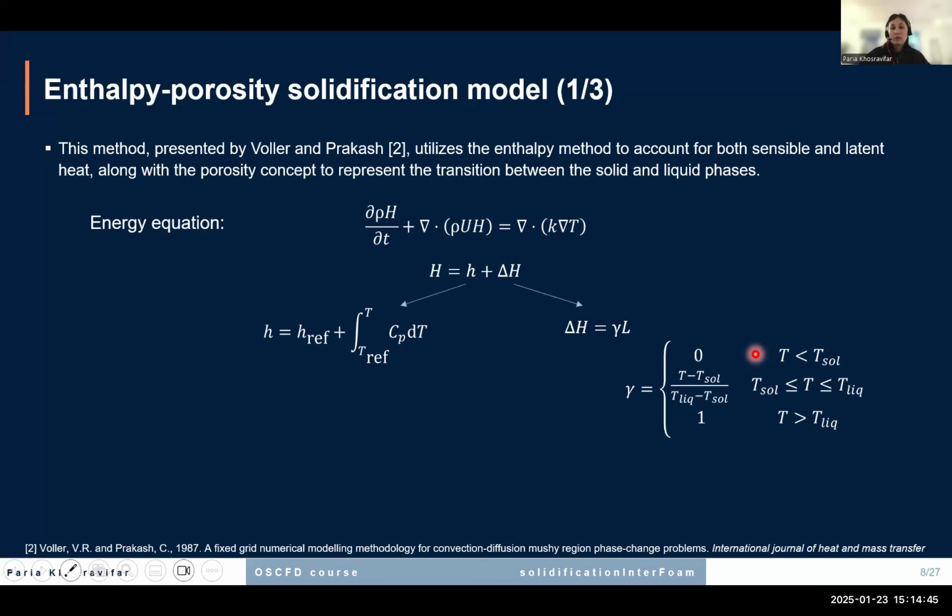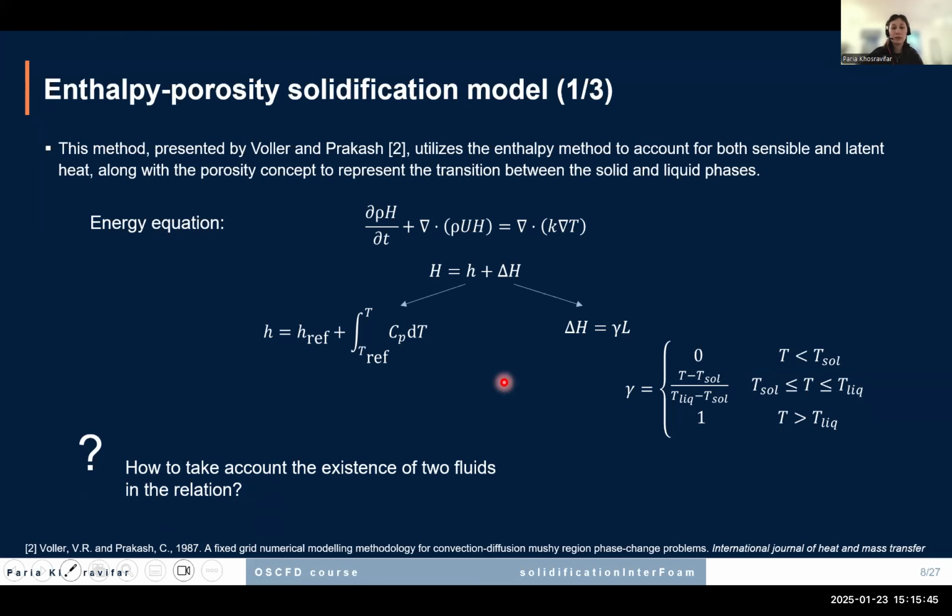So gamma will be 0 in solid and 1 in liquid, and for non-isothermal solidifications, solidification occurs in a range of phase change temperature. Gamma at the interface of the two phases will be defined with this relation, in which T sol represents the solidus temperature, and T liq represents the liquidus temperature, the lower and upper limits of the range of the phase change temperature. But we need to consider the existence of the second fluid in this relation as well. So we cannot use it as defined in this relation.